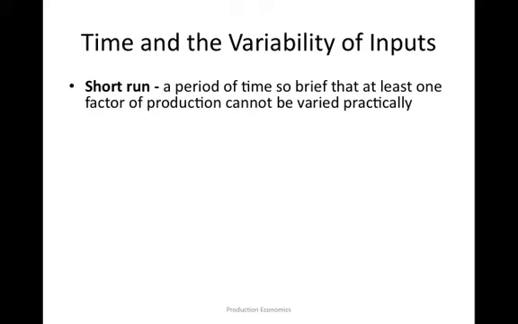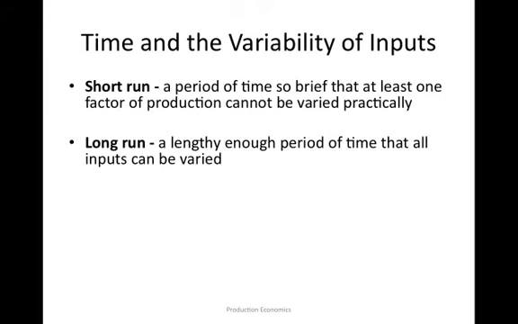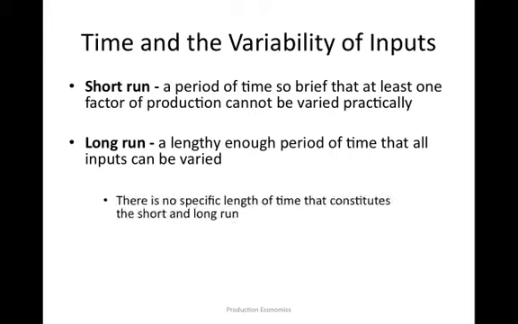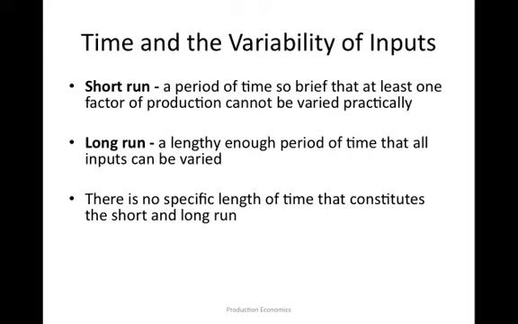We don't think about this in terms of lengths of weeks, months, or years. We think about it in terms of whether or not a fixed factor of production exists or not. In the long run, this is a long enough period where all inputs can be varied. So over the course of 5, 10, 20 years, we could think of those production decisions being made in a long-run environment as opposed to a short-run environment. And again, I want to emphasize there's no specific length of time that constitutes the short and the long run. This has to do with, and only has to do with, whether or not a particular input is fixed or not.